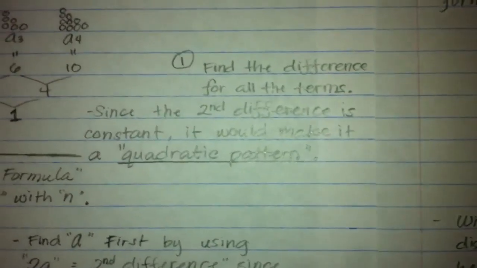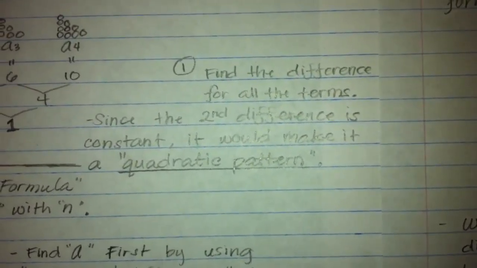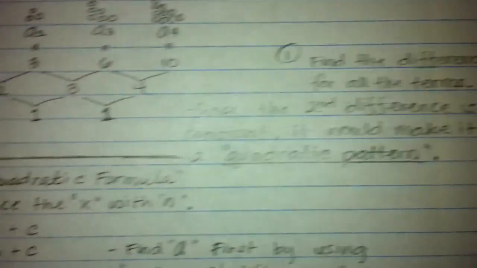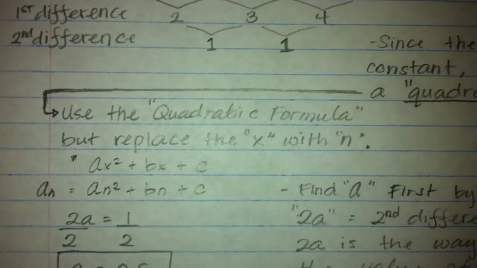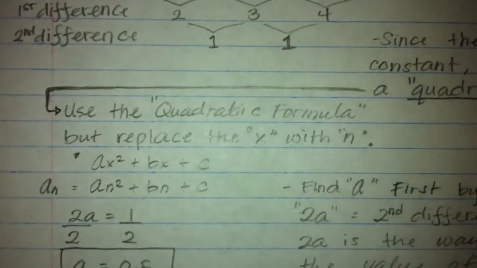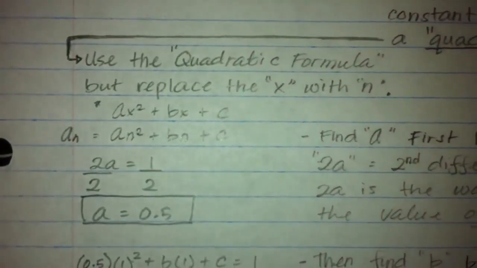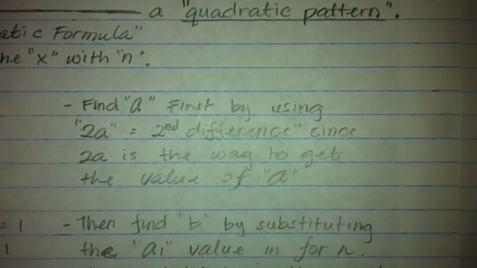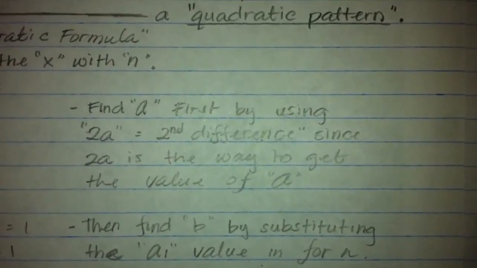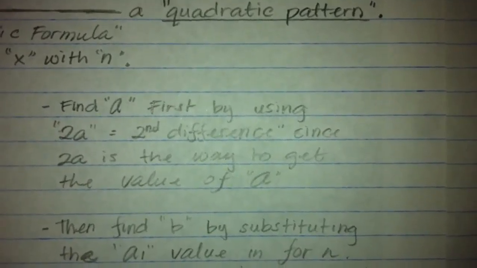So since the second difference is constant, it would make it a quadratic pattern. Now for this, we would use the quadratic formula, but replace the x with n, as shown here where the star is located. Now, find a first by using 2a equals the second difference, since 2a is the way to get the value of a.